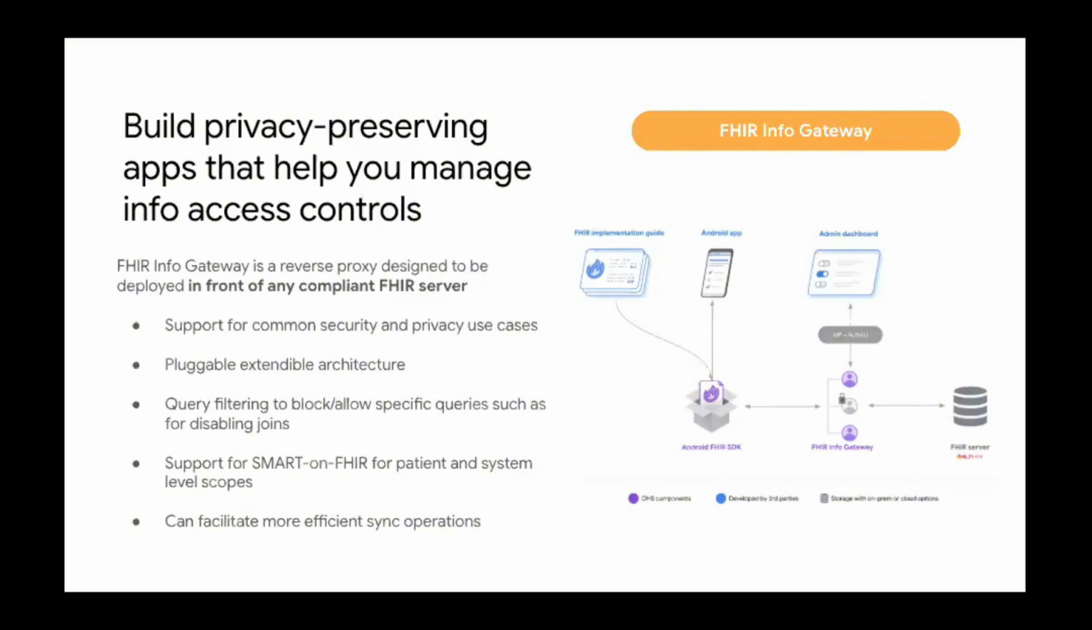FHIR Search API is very, very powerful. It has some things like joins that sometimes you want to disable, because people can potentially get access to data that they shouldn't be getting access to. And it's also very effective for being able to bring SMART on FHIR support into your applications. And these are additional aspects of the FHIR specification that you'll learn about over time. When it's paired together with an application that uses the Android FHIR SDK, it can also facilitate more efficient sync operations.